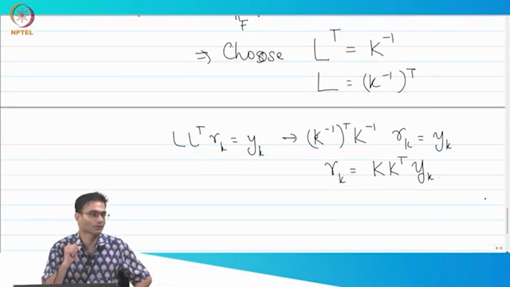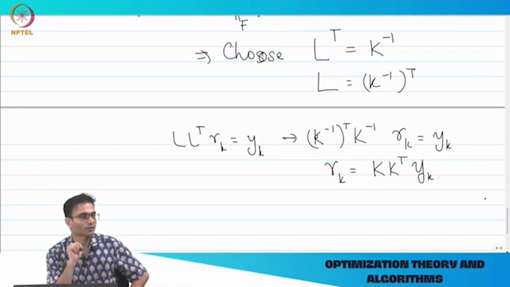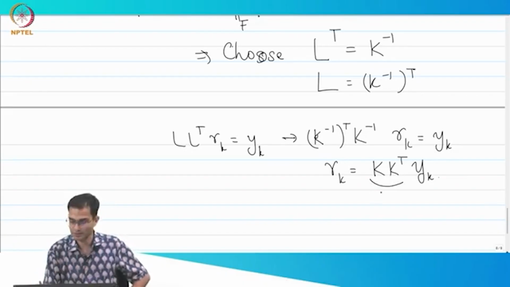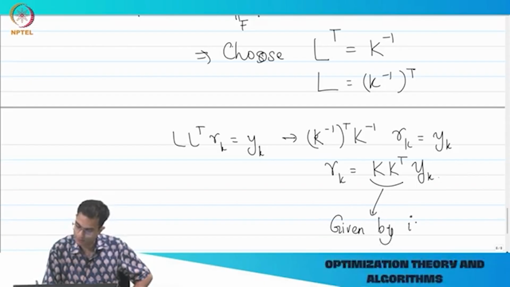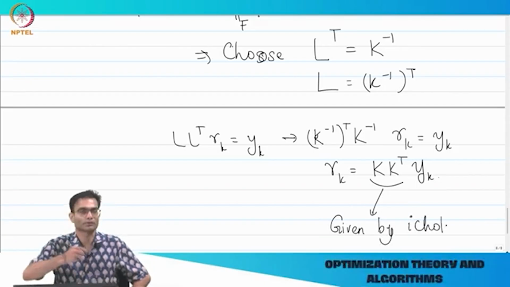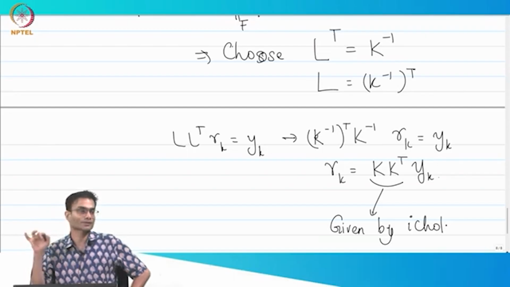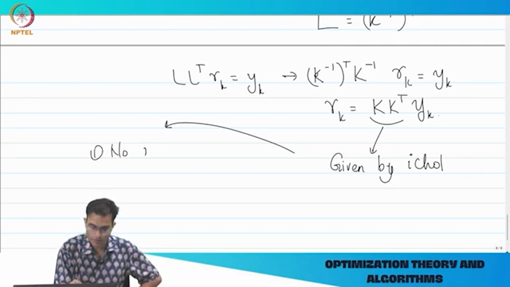So this has to be solved. Now when I asked to compute the Cholesky decomposition of A, what was given to me? KK transpose. KK transpose is appearing right over here. This has been given by incomplete Cholesky. I don't have to calculate the inverse of a matrix anywhere. So that's the first advantage, right? No need.